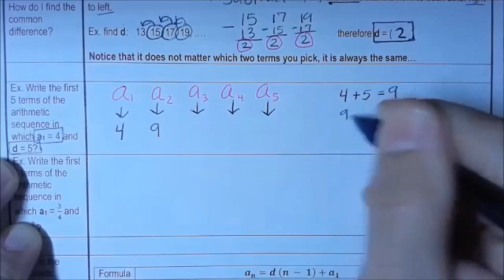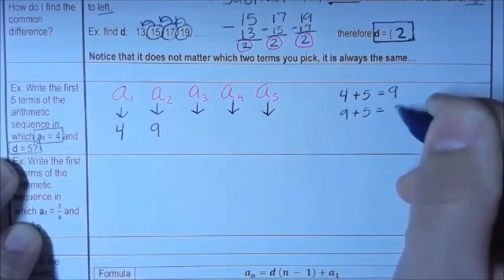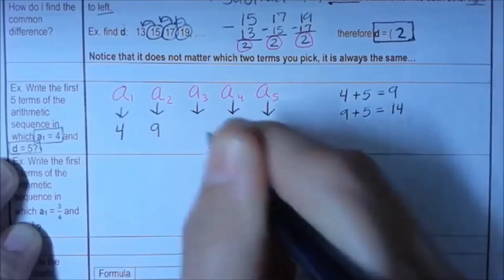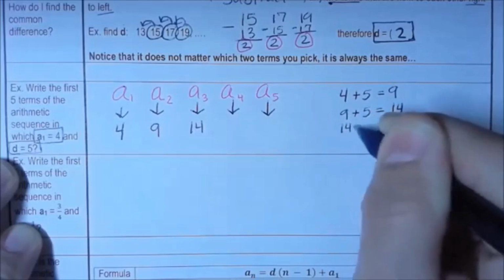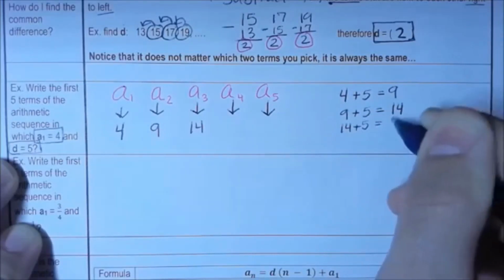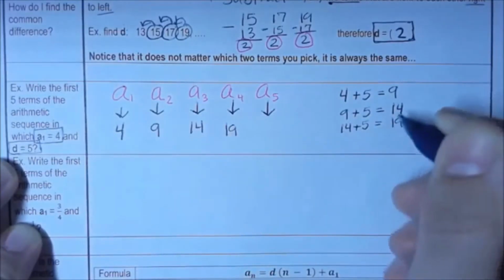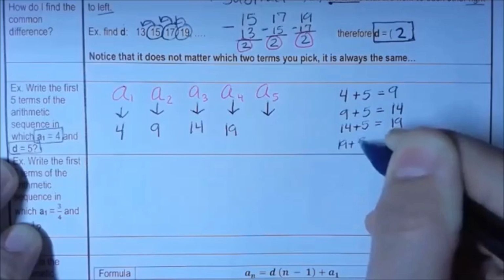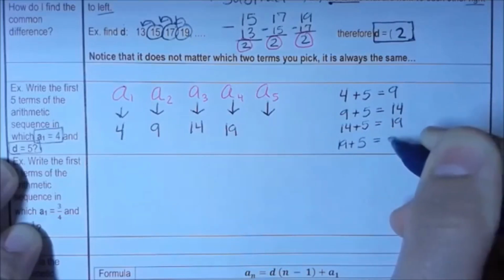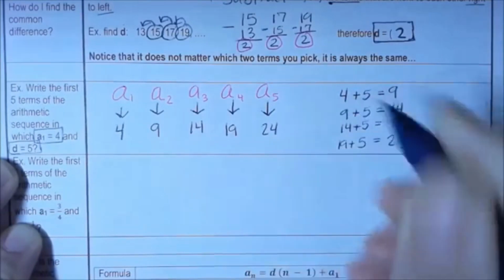If I take that 9 and I add 5, then that's going to give me my a sub 3, which is going to be 14. If I take that 14 and I add 5, then it's going to give me 19, and a sub 4 will be 19. And then if I take that 19 and I add 5, that's going to give me 24. So my a sub 5 is 24.